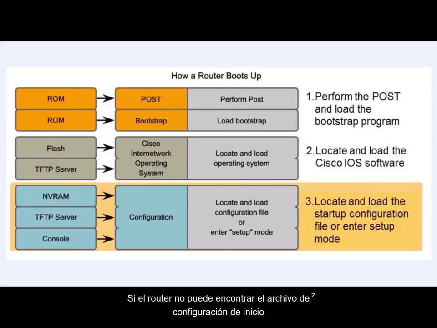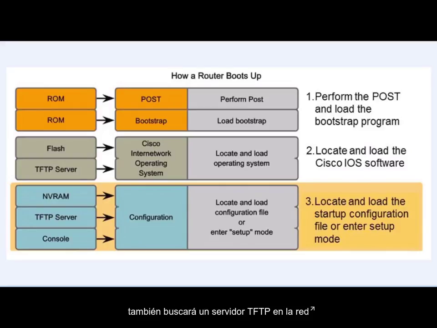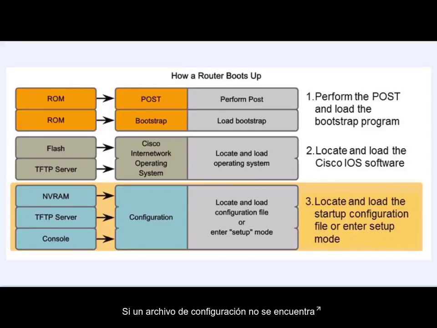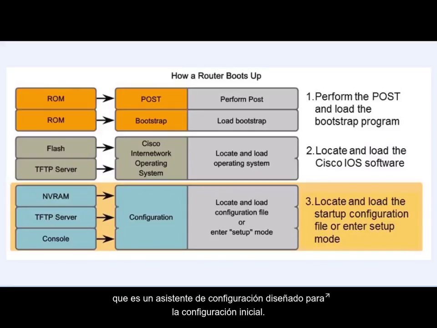If the router cannot find the startup configuration file in NVRAM memory, it will also look to a TFTP server on the network to see if it can find a configuration file. If a configuration file is not located on a TFTP server either, then the router will enter setup mode, which is a configuration wizard meant for initial setup.